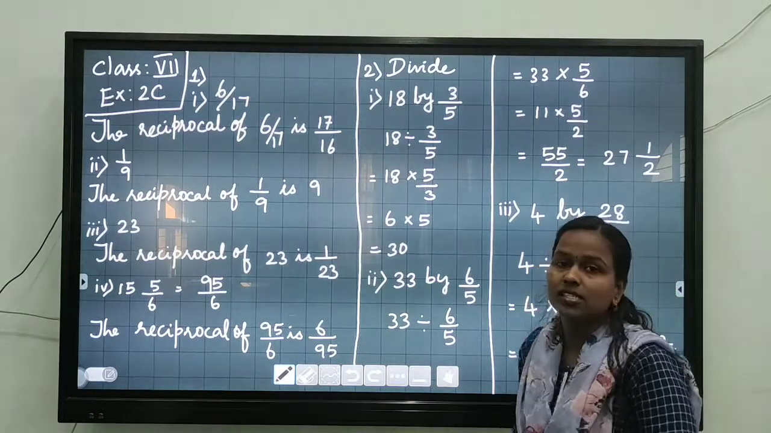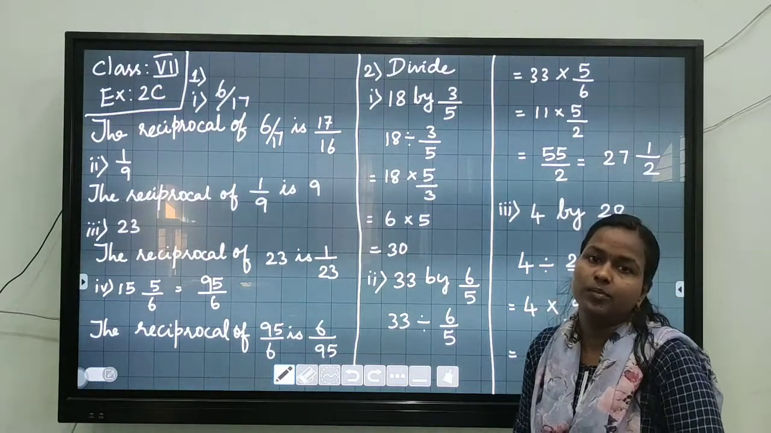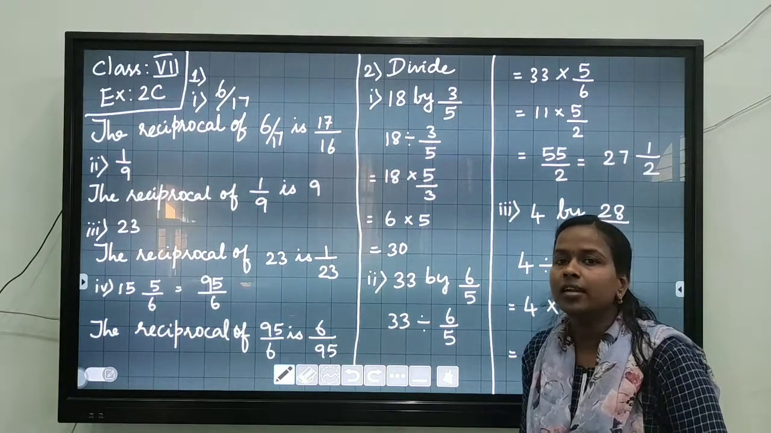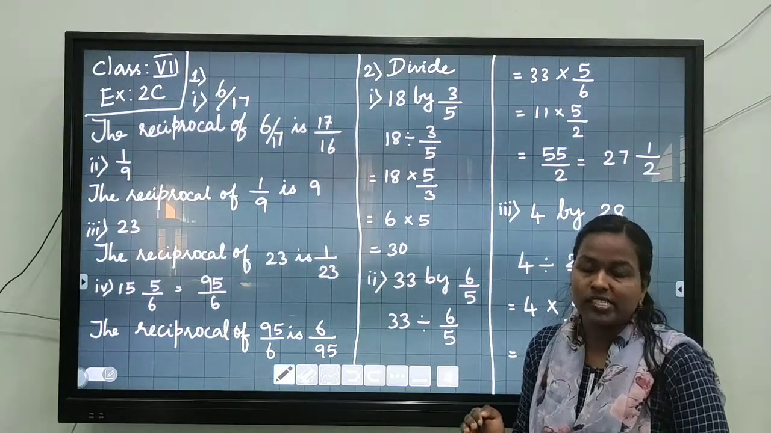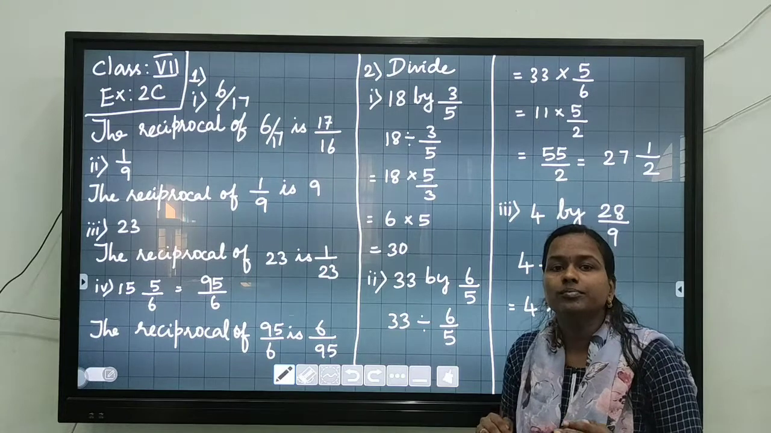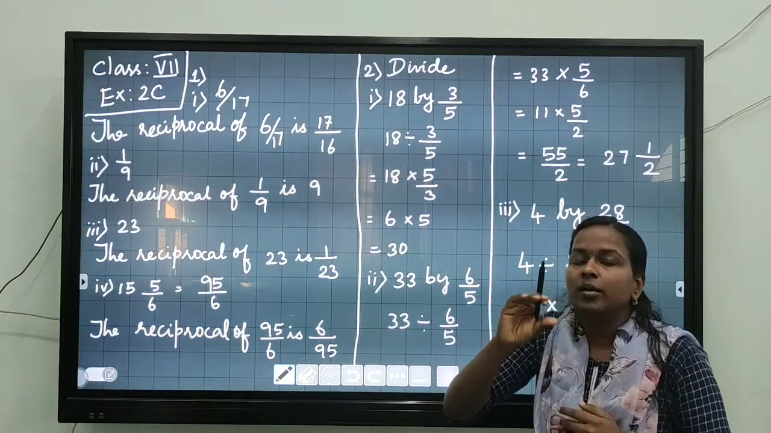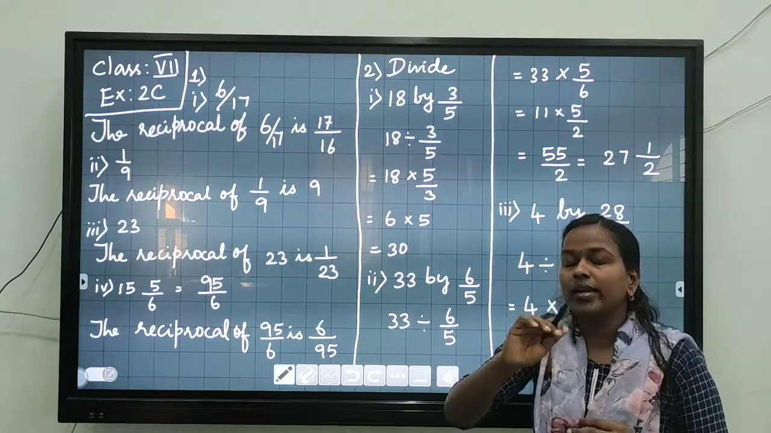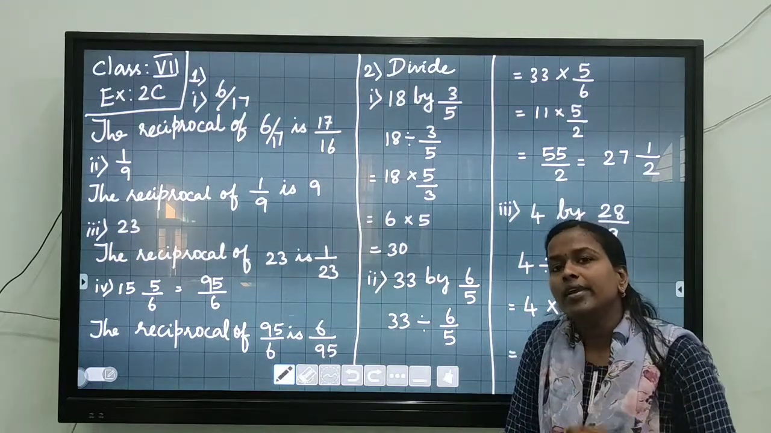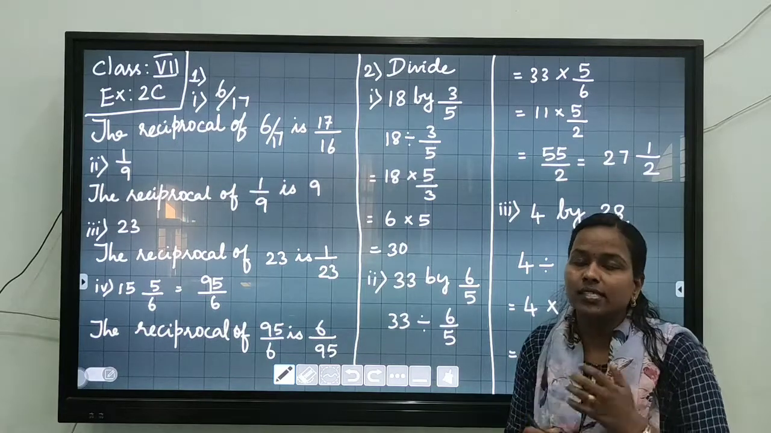See first question is, we have to find the reciprocal of the number. They gave one number, for that number we have to find the reciprocal. Reciprocal means what? We have to interchange the terms. For example, the number which is given in the numerator will go to the denominator, and the denominator will go to the numerator. That is the reciprocal.